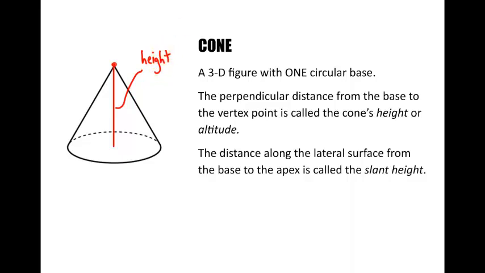But when we come straight down along the surface, along the lateral side, then we're talking about the slant height, just like we saw in our pyramid. And we're still going to use L to represent slant height. So L for slant height, and we'll use H for our regular height or our altitude.